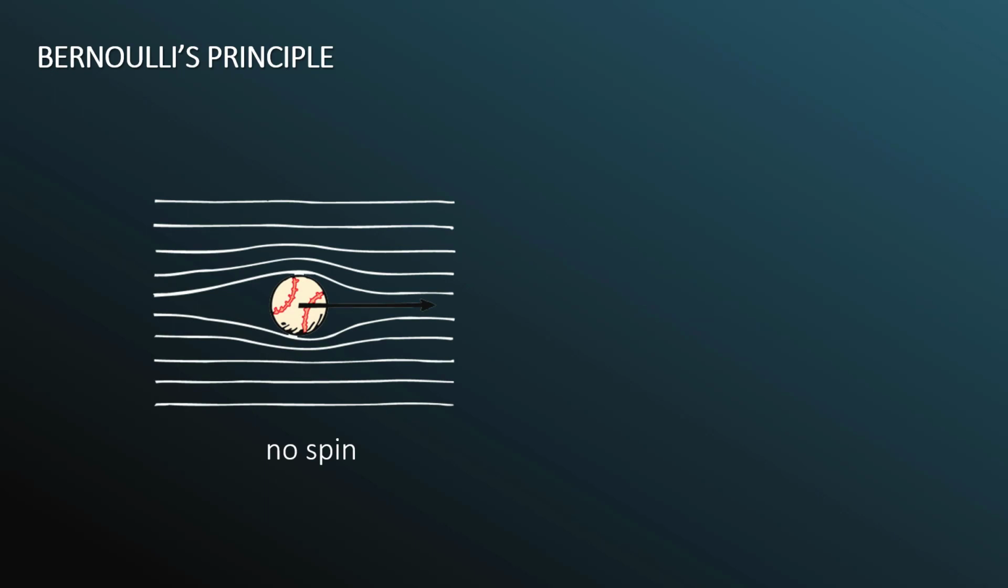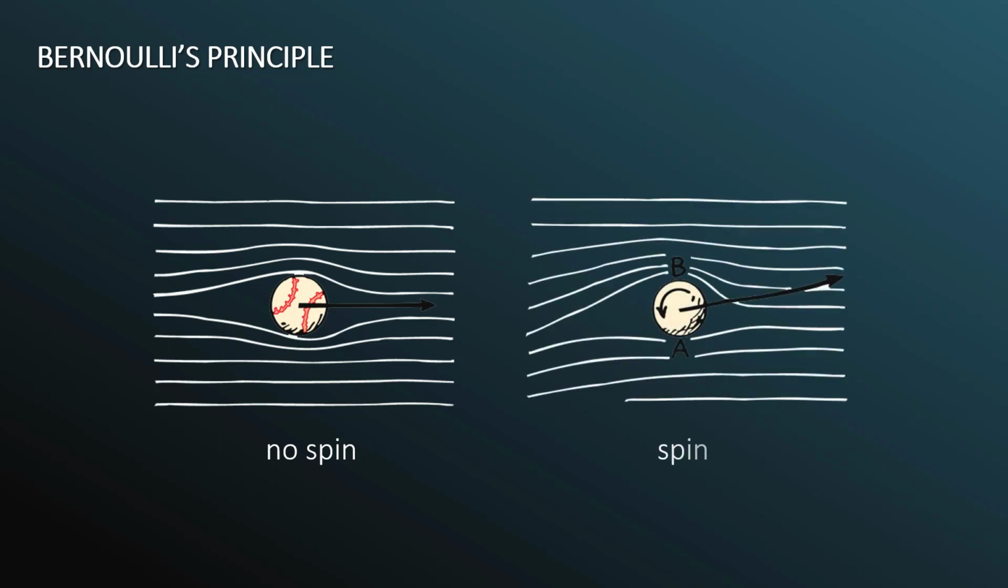Another example is a baseball. When the baseball isn't spinning, the airspeed above and below the baseball are the same. When the baseball is spinning, the airspeed above and below can be different, producing a different pressure and therefore applying a force on the ball to make the ball curve.